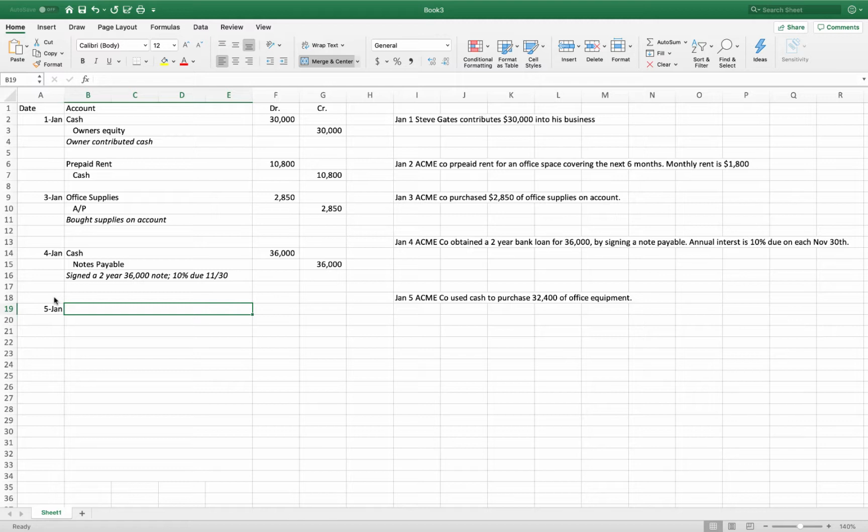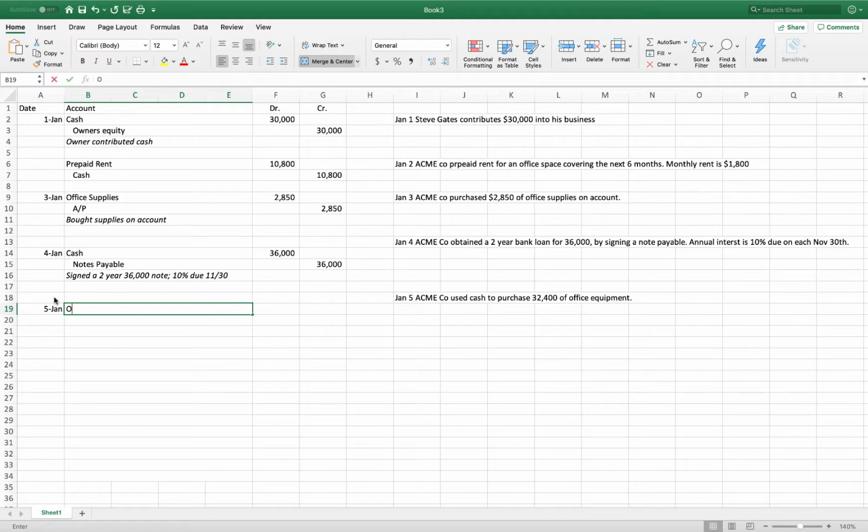Okay? How do I increase an asset? I increase an asset with a debit. I decrease an asset with a credit. What is happening to my cash? It's going down, so I have to credit that. What is happening to my office equipment? Well, I'm buying office equipment, so it must be going up.